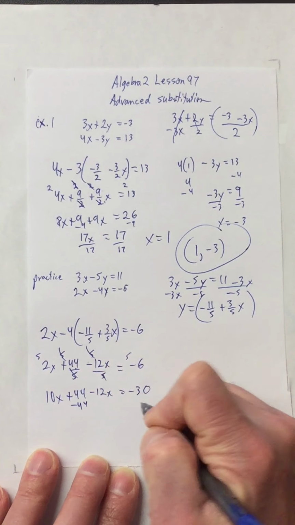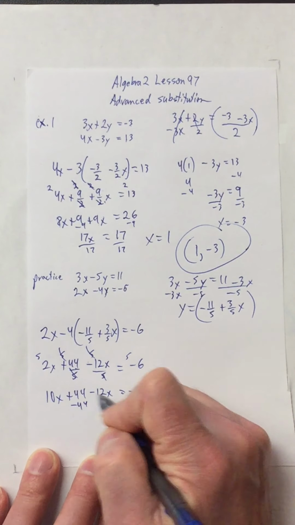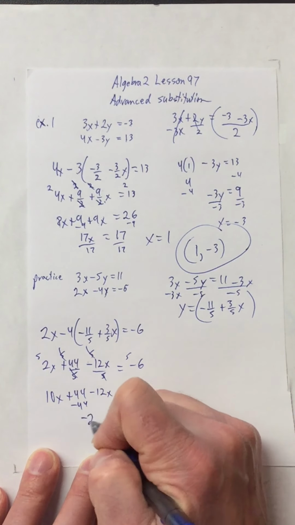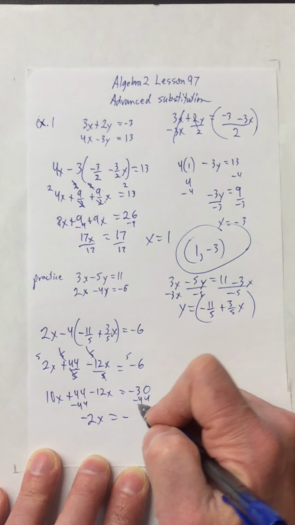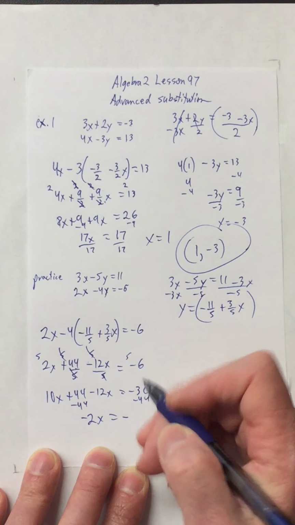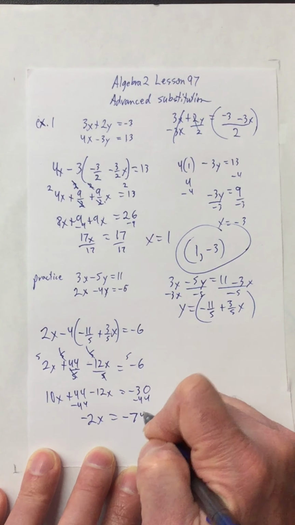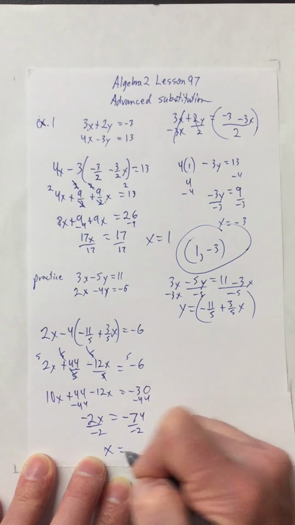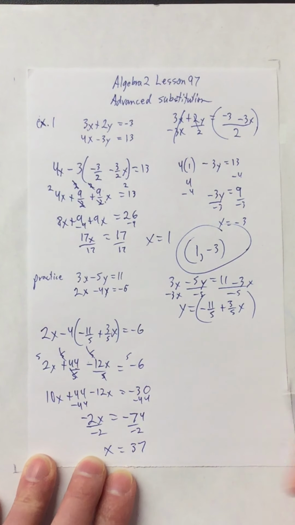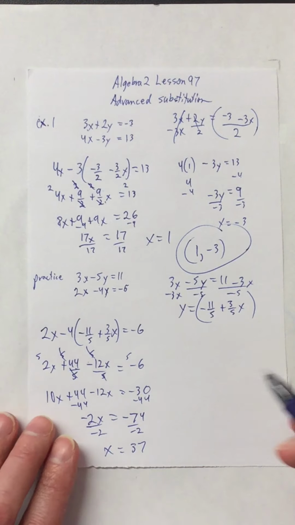All right, subtract 44 from both sides. Combine my like terms. I get negative 2x equals a negative 74. Remember, this is negative plus a negative. So divide by negative 2, divide by negative 2. X is equal to half of that, which is 37. All right, I got my one answer.